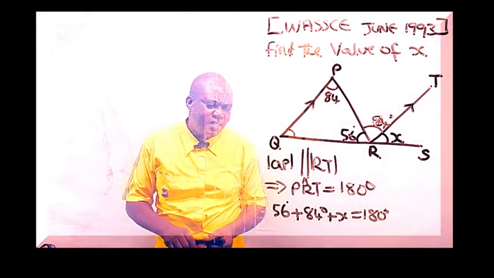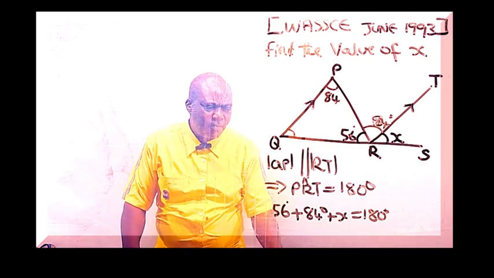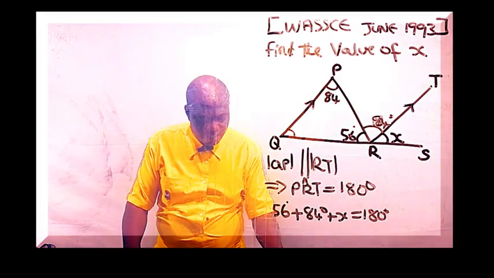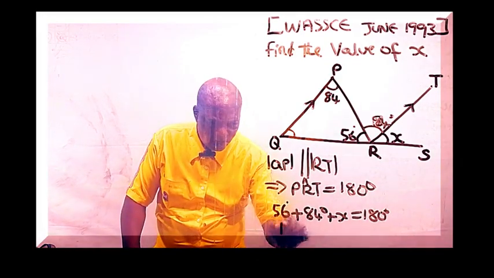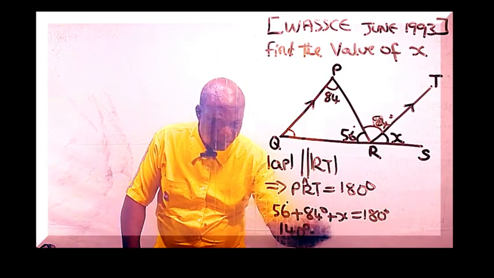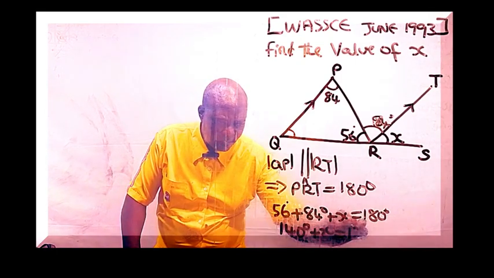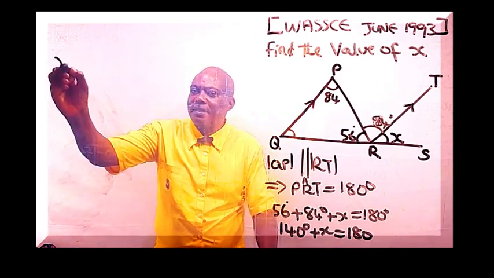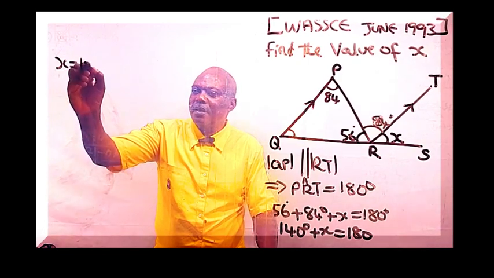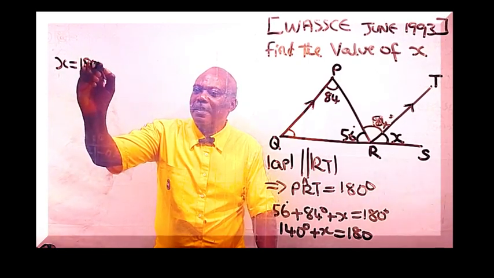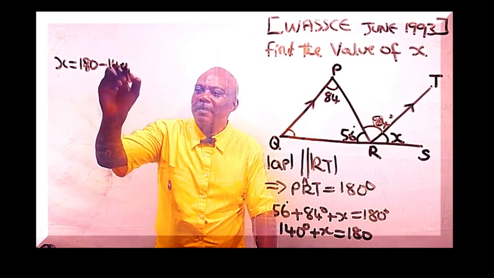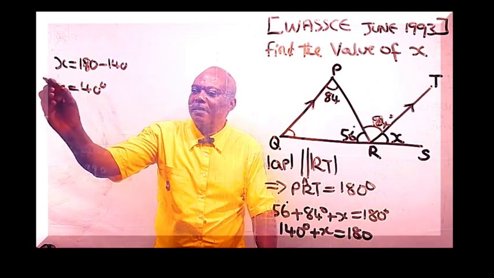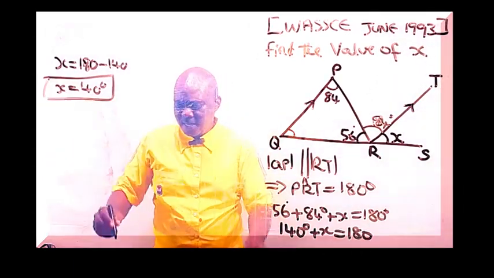So if you add 84 plus 56, you get 140. This one is 140 degrees plus x equals 180. That means x is equal to 180 minus 140. So x is equal to 40 degrees. And that is the final answer.